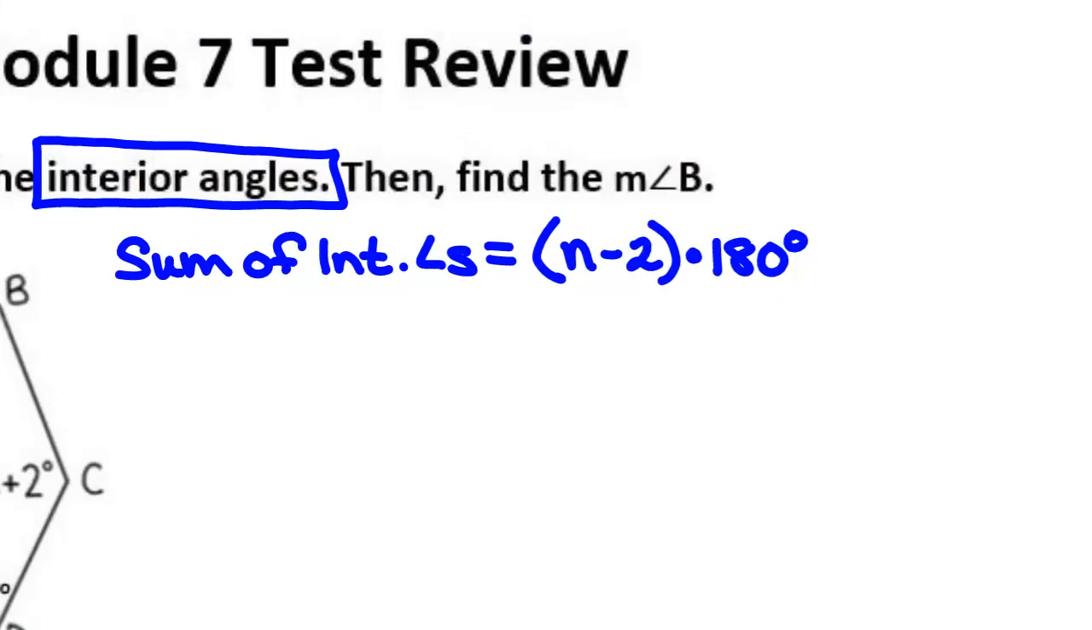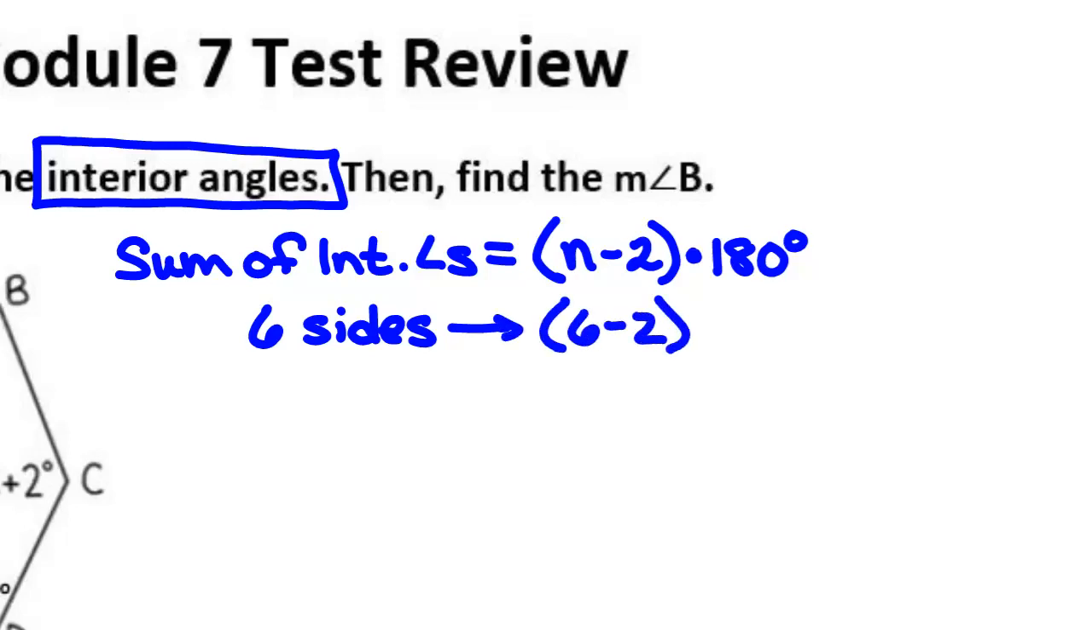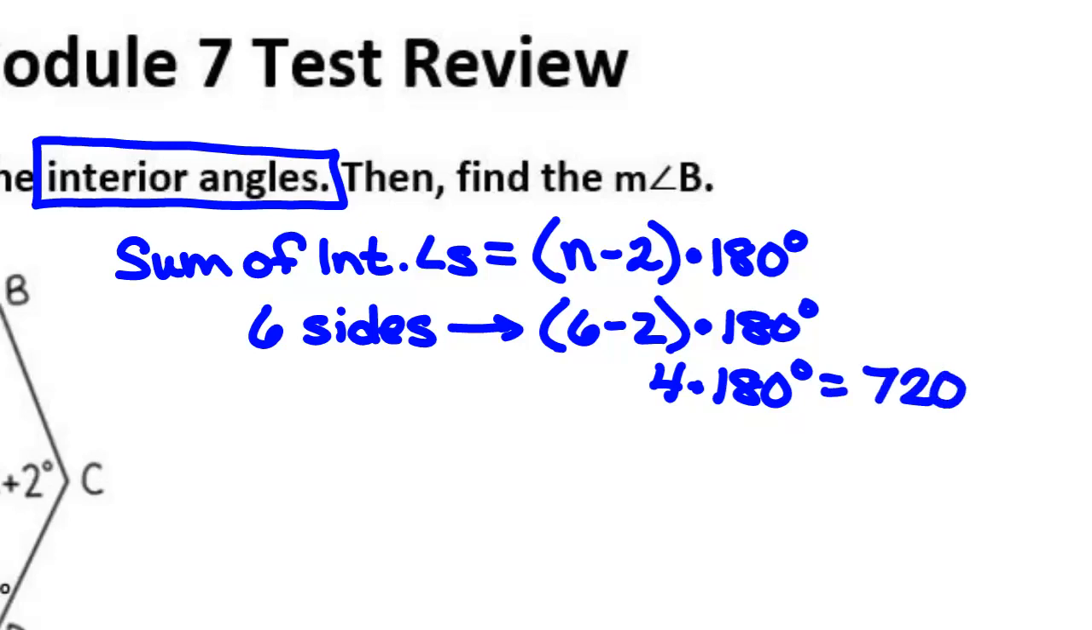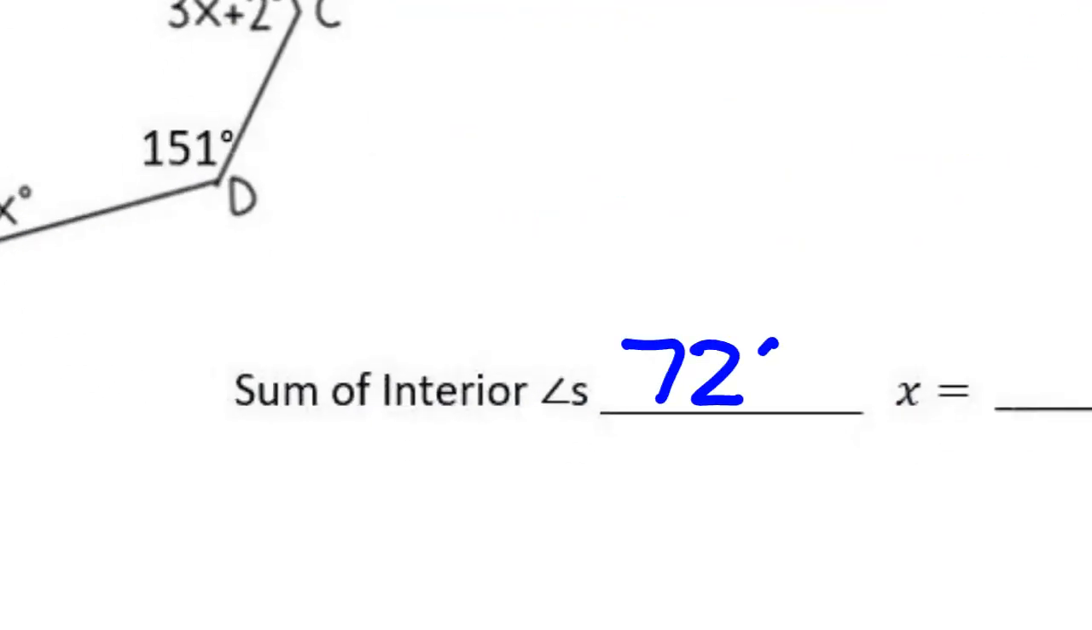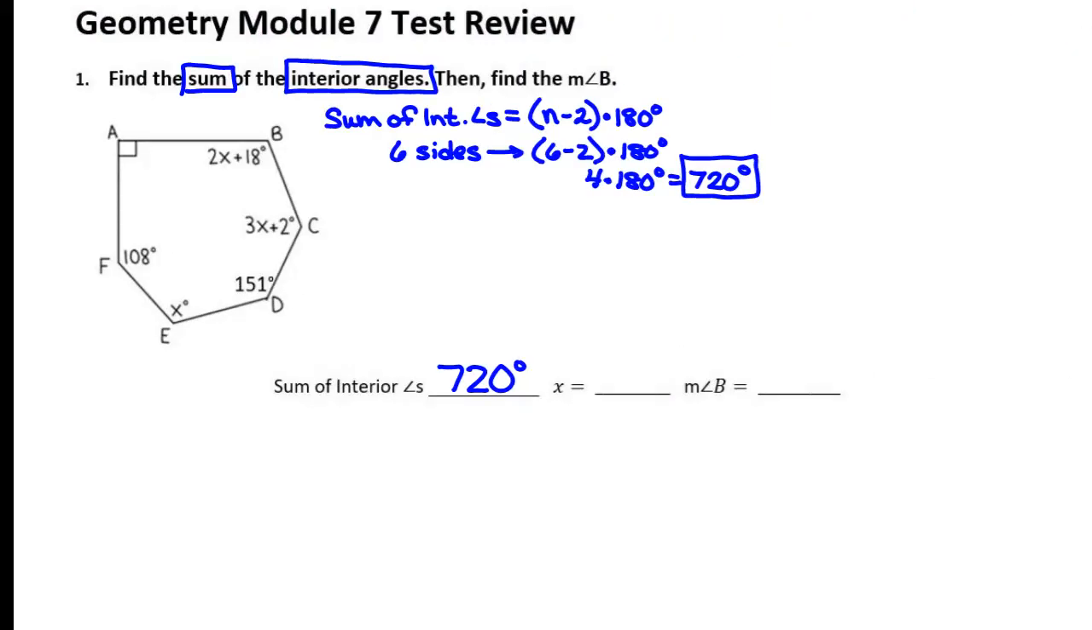How many sides does this figure have? 6. So we have 6 sides, which means I do 6 - 2 times 180. That would be the same thing as 4 times 180. And 4 times 180 is 720. So the sum of the interior angles of this polygon is 720 degrees. We can always find the sum if we know how many sides it has.